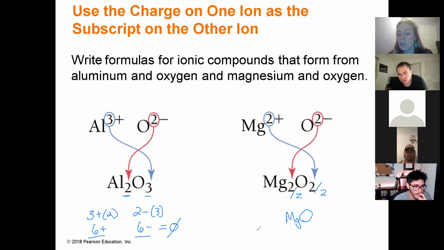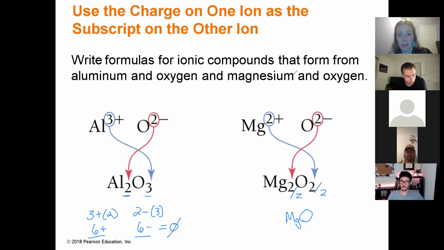Will magnesium and oxygen ever come together in a different way? No, because magnesium's charge is always 2 plus, oxygen's charge is always 2 minus. So when you flip-flop the charges for the subscript, you're always going to find that ratio. Doesn't matter what piece of paper you write it on, doesn't matter what pen you use, it's always going to have those charges to flip-flop and get you that 1-to-1 ratio.